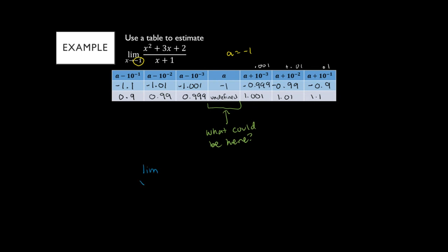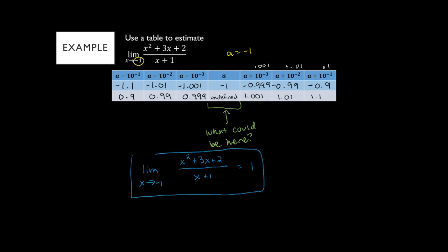So the limit as x approaches -1 of x squared plus 3x plus 2 over x plus 1 would be 1, because that appears to be what the missing number would be if it wasn't undefined. The number 1 would fit in really well in that pattern. Any questions?